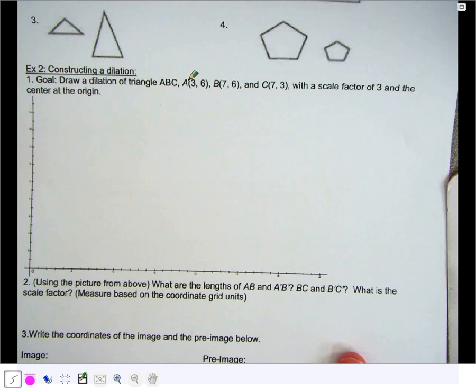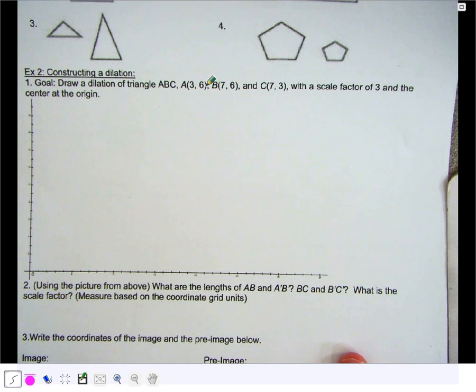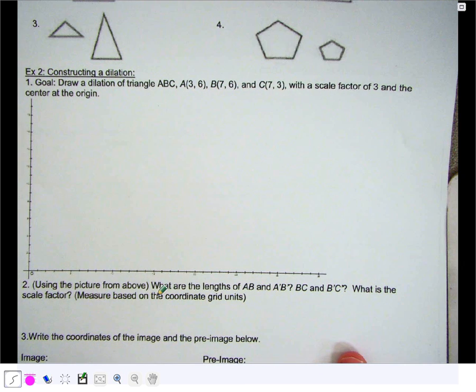So it says, draw a dilation of triangle ABC, which I gave you the points, with a scale factor of 3 and the center at the origin. Okay, so the first thing you guys are going to be plotting points A, B, and C on this picture. So go ahead and do that. You can pause the video and plot those points.